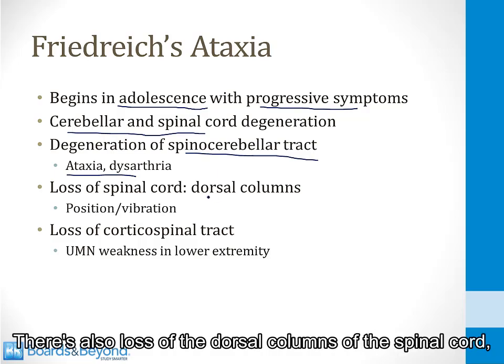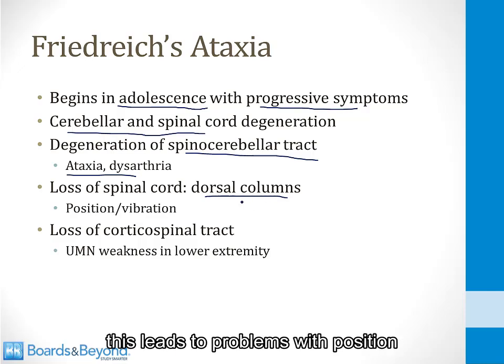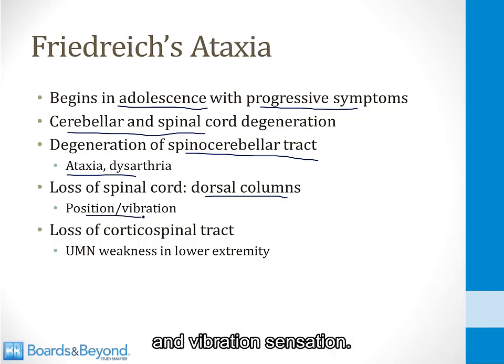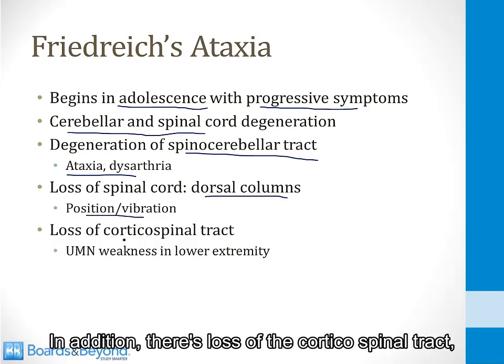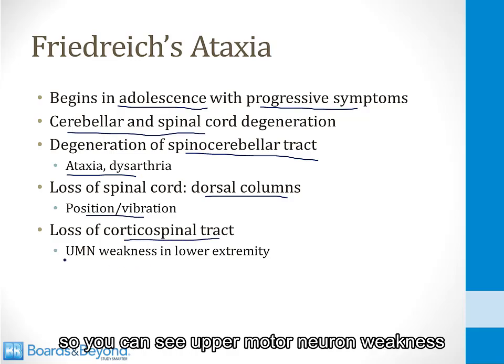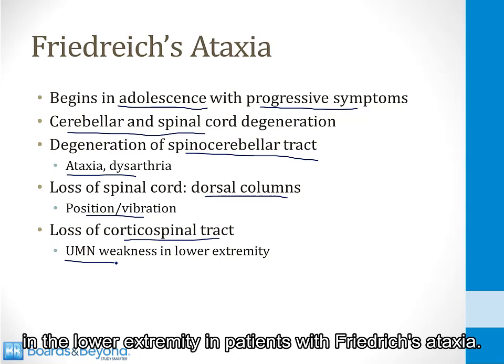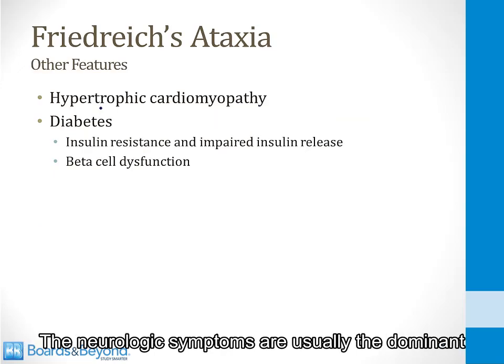There's also loss of the dorsal columns of the spinal cord. This leads to problems with position and vibration sensation. In addition, there's loss of the corticospinal tract, so you can see upper motor neuron weakness in the lower extremity in patients with Friedreich's ataxia. The neurologic symptoms are usually the dominant clinical features.